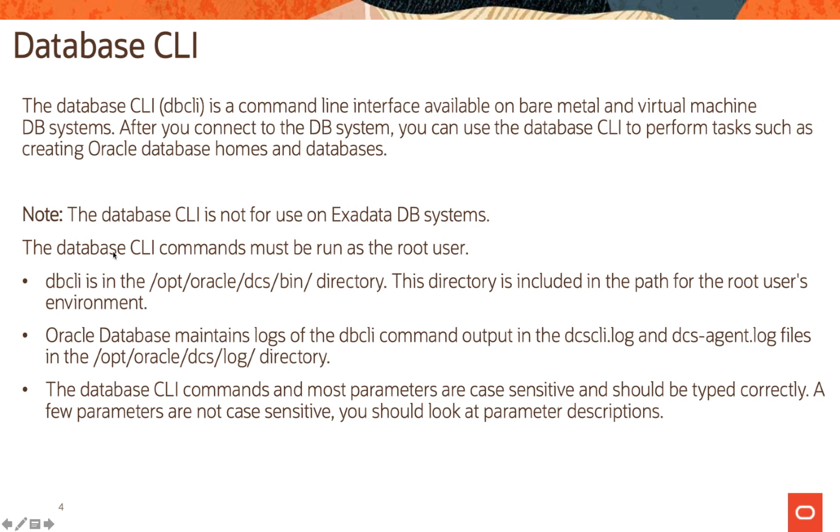The CLI has to be run by the root user and it is located under the /opt/oracle/dcs/bin directory. By default, it is in the path in the root user's environment. It also maintains logs, known as dcscli.log as well as dcsagent.log, which are applicable with each command output, and they are stored under the /opt/oracle/dcs/log directory. Database CLI commands and most of the parameters are case sensitive, so you should be typing them correctly. Few parameters are not case sensitive, so you should always look at the parameter description.